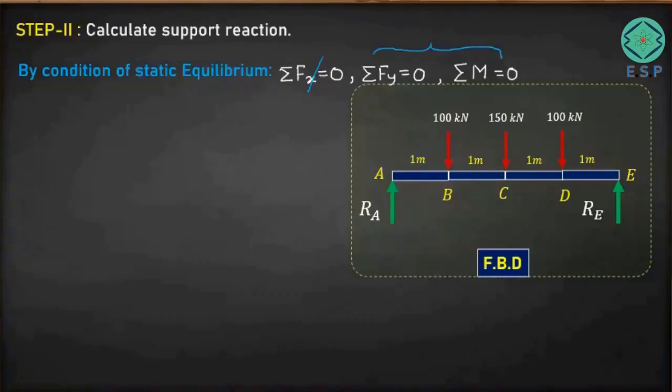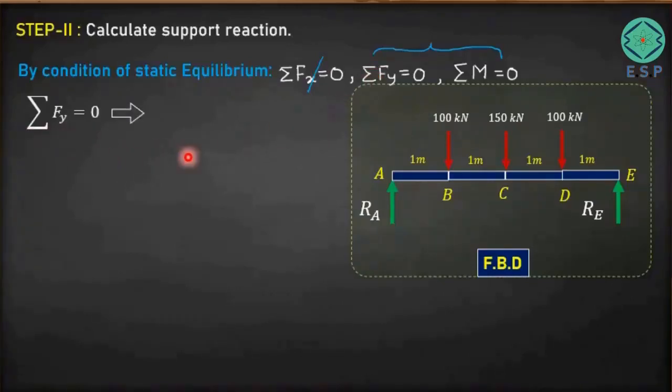So let's take one by one. We'll first take summation of F_y. We'll take the first condition, summation of F_y equal to 0, and later we'll take summation of moment about a point of the beam equal to 0, and then we'll calculate RA and RE. So let's see the procedure. We are going to follow summation of F_y equal to 0.